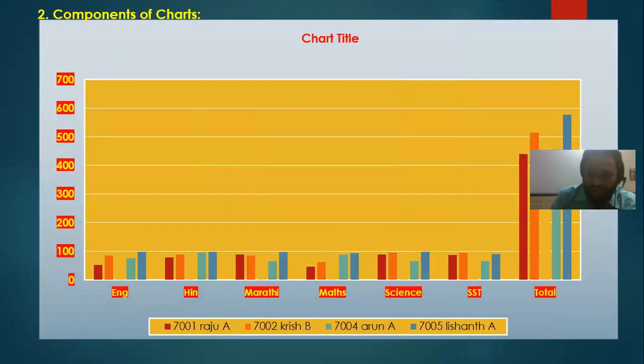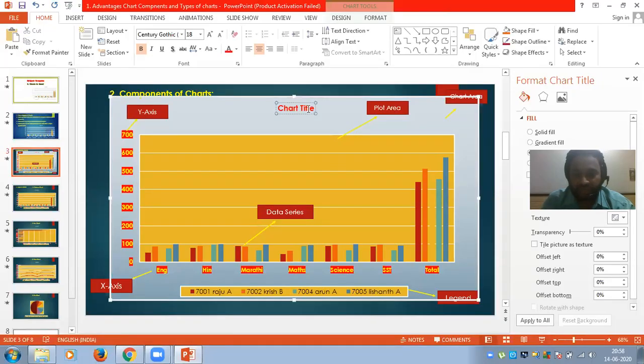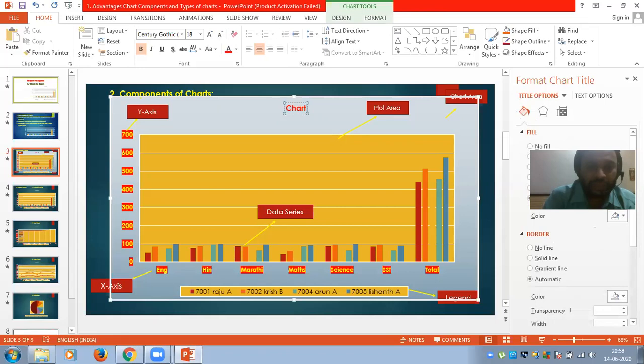We'll see what the components of charts are. If you observe this chart, the first one you can see is the chart title. Chart title is nothing but the name of the chart. If you want to change the chart title, you can click on that chart and give the title for the chart. For example, this is a students marks chart. So you can change the title of the chart.